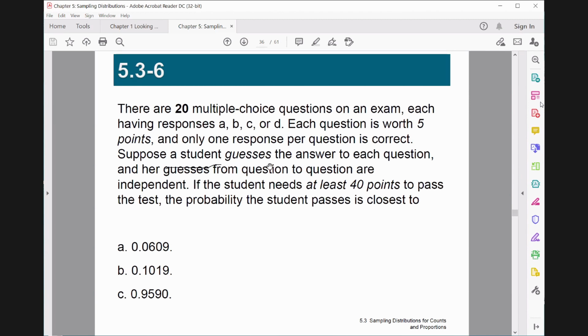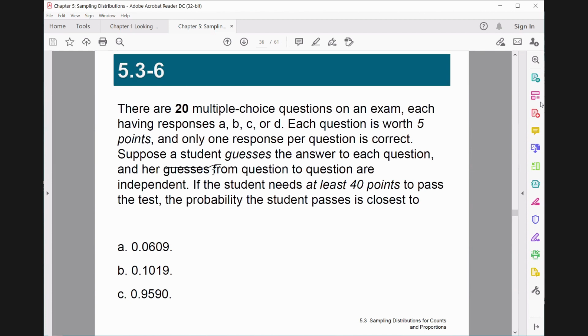Okay, so here the answer is random, because we assume the student tries to give answers randomly. Okay, so here, what is the probability to have more than 40 points?